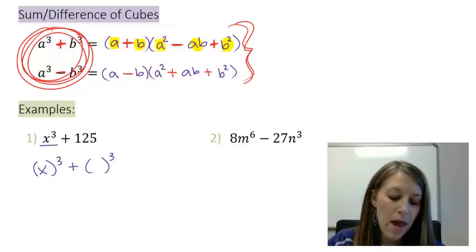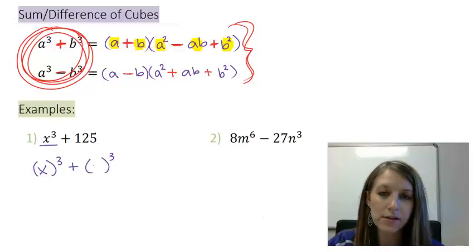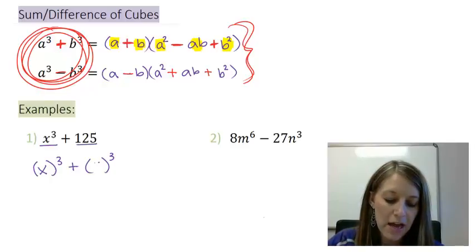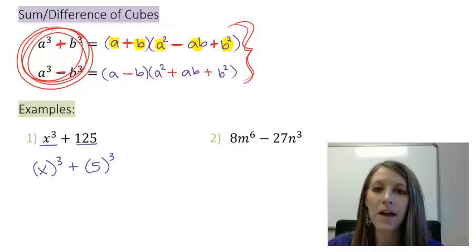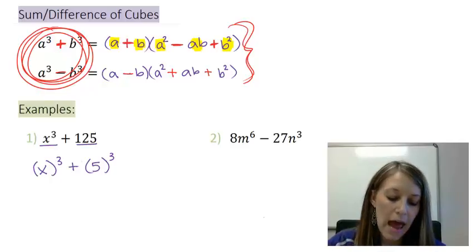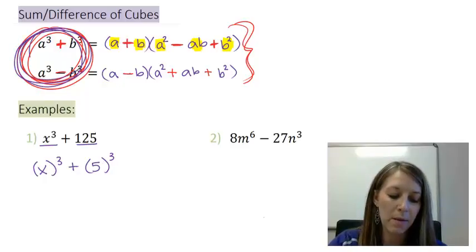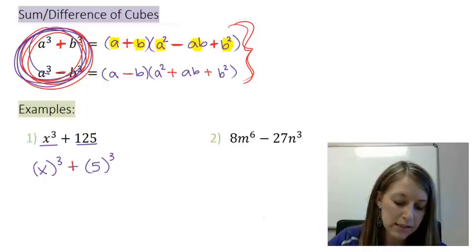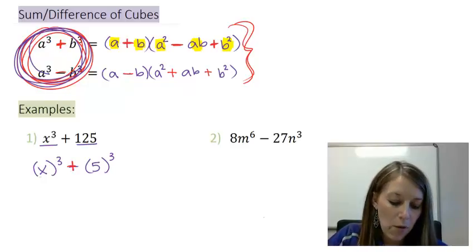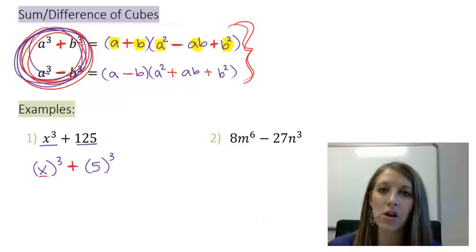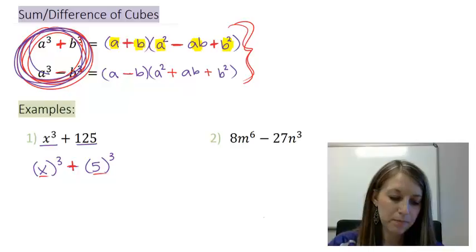Back here, I have to figure out something times itself 3 times to give me 125, and that is 5. 5 times 5 is 25, times another 5 is 125. So now I have this filled into my format that I want it to be in up here. Something cubed, in this instance, plus something cubed. So x is going to go every place that I saw an a, and 5 is going to go every place that I see a b.